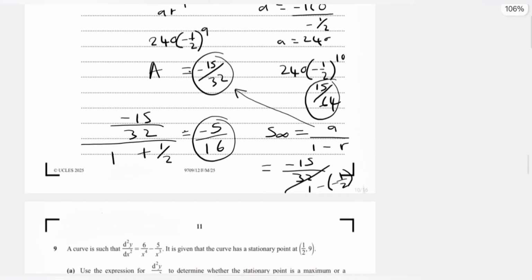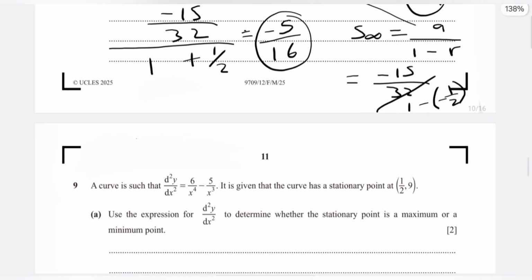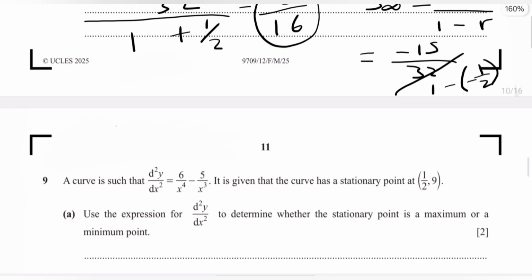And for number 9, we're told that a curve is such that its second derivative is 6 over x to the power 4 minus 5 over x to the power 3. And it is given that the curve has a stationary point at half, 9. Part A is saying use the expression for the second derivative to determine whether the stationary point is a maximum or a minimum, right? For 2 marks, right?